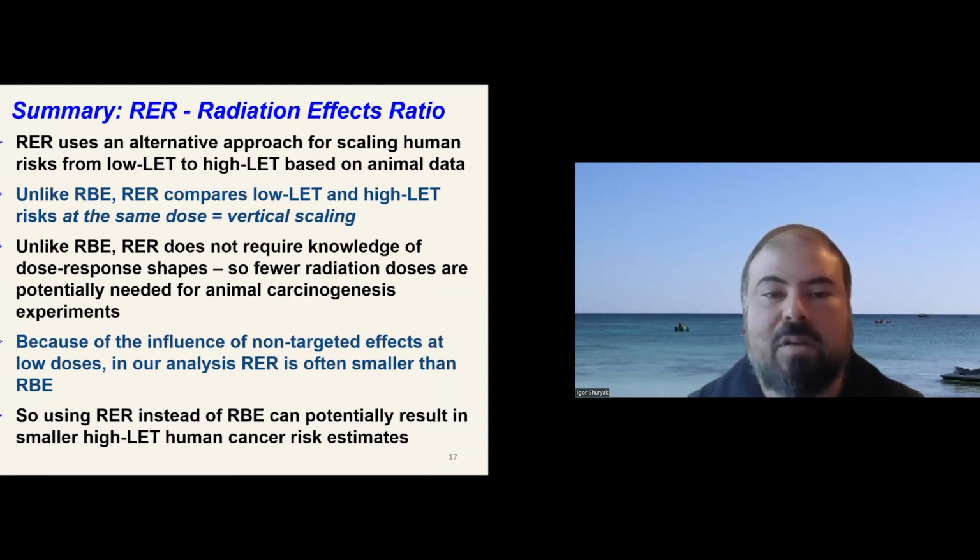And also, for example, because of the influence of non-targeted effects at low doses causing nonlinearities, in our analysis, RER is often smaller than RBE. So actually using RER instead of RBE can potentially result in smaller high LET human cancer risk estimates.